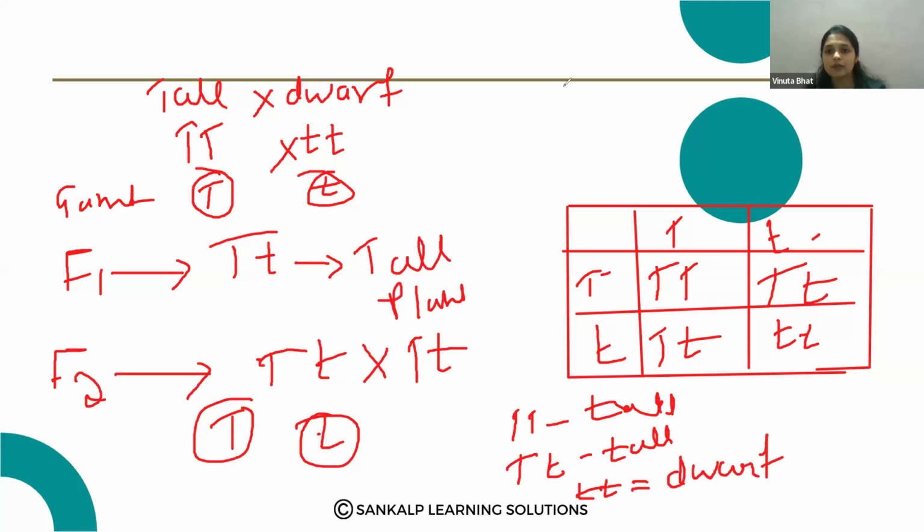So the ratio of tall and dwarf plant is 3:1. The ratio of tall and dwarf plant, that is 3:1. So this is a very important question for 3 marks. Okay.